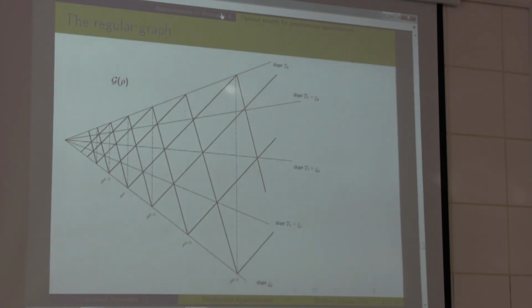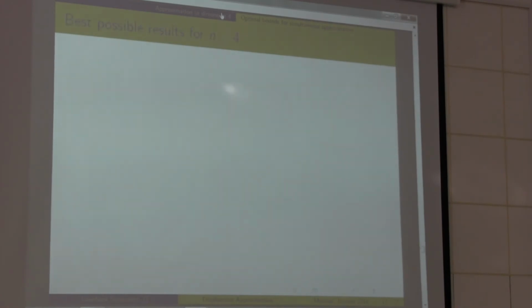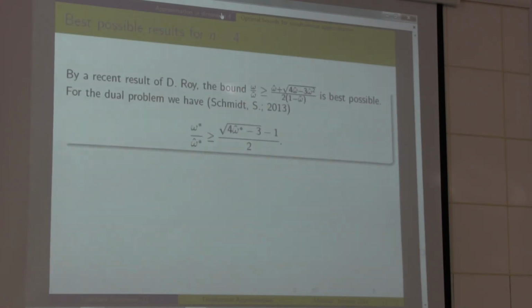Now, for the regular graph, I can prove that easily, and it turns out that exactly this result comes out. Also, by a recent result of Roy, who gave an example of 3 real numbers, psi1, psi2, psi3, for which this bound is obtained, we know that the result is best possible. And also with the same technique, we could get a result in the dual situation, omega star divided by omega hat star. But I did the same estimate recently with a different approach, as we saw.